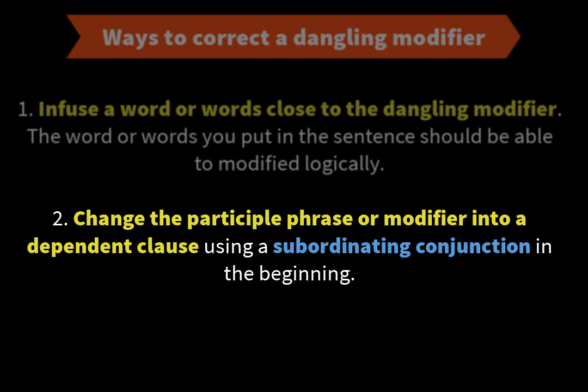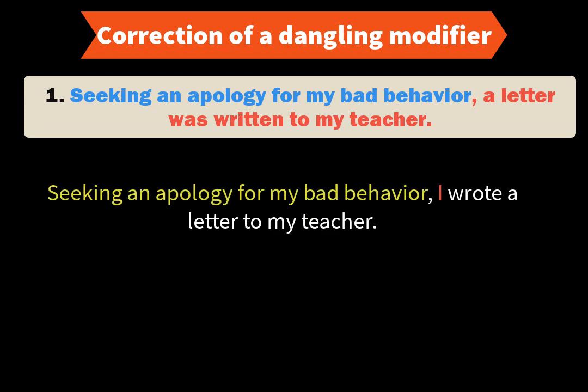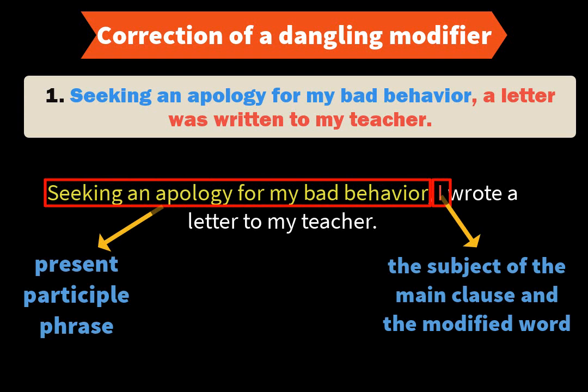Let's correct these sentences. Example number 1. Seeking an apology for my bad behavior, a letter was written to my teacher. I'm gonna infuse a word as the subject of this main clause that this modifying phrase can possibly, logically modify. So I'm gonna say, seeking an apology for my bad behavior. Who's doing that? I. Seeking an apology for my bad behavior, I wrote a letter to my teacher. So I is the subject of this main clause and is the one who is seeking an apology for my bad behavior.